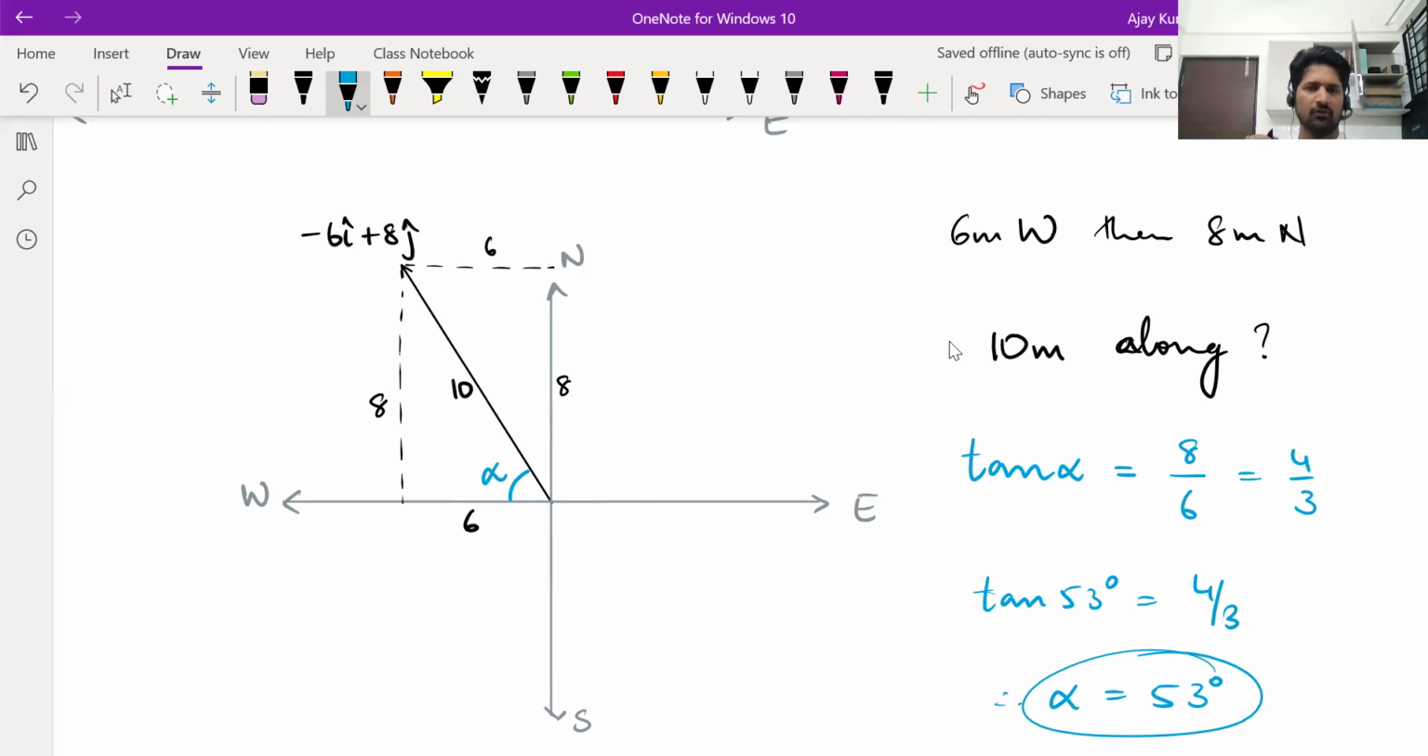So one of you tell me, how will you describe that 10-meter displacement in words now? It is 10 meters along which direction? We got the angle also, just use your knowledge of English and describe that direction.